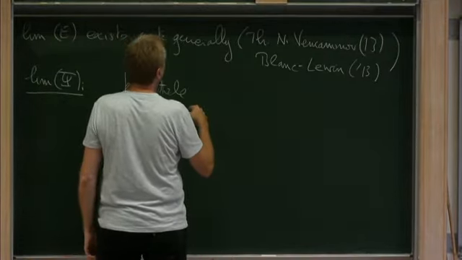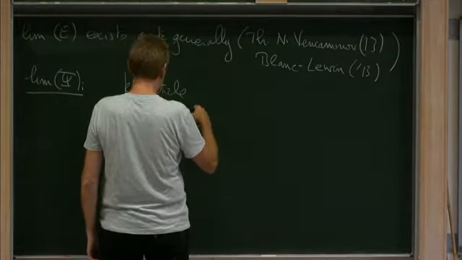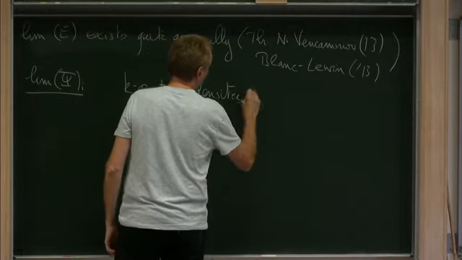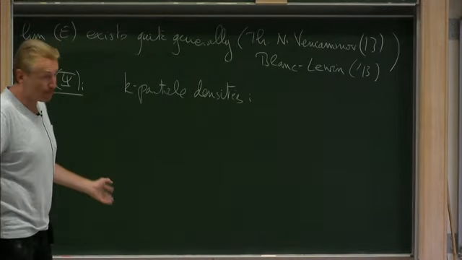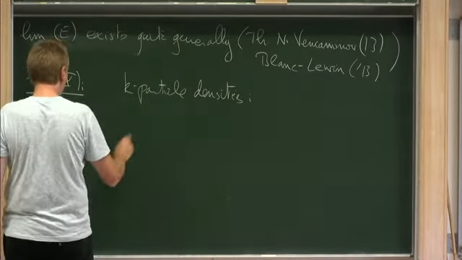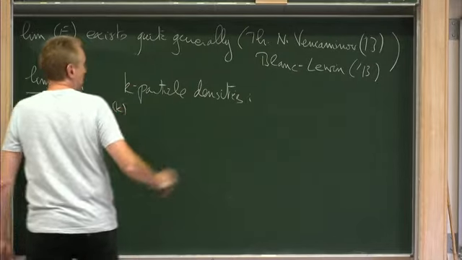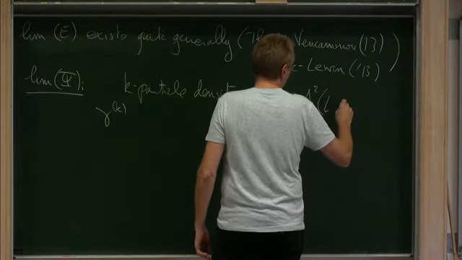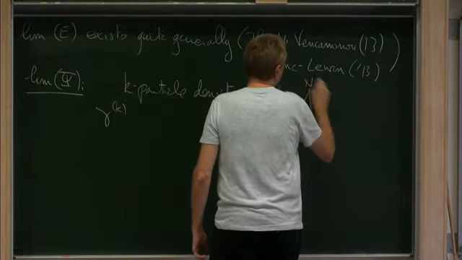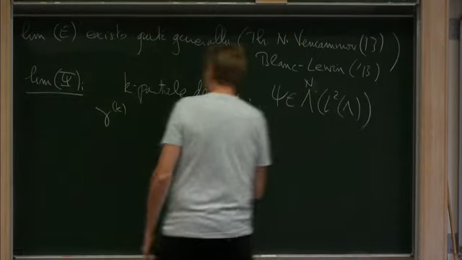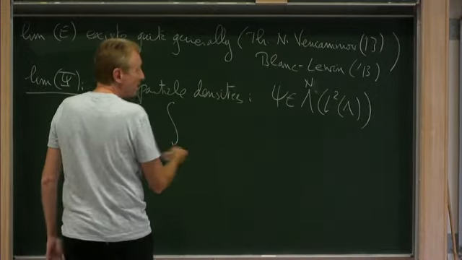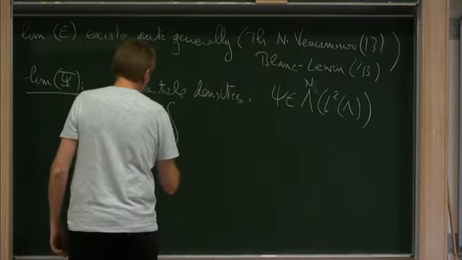K-particle densities, and what is this? Well, it's just the following. Call it gamma k of a state psi. So take any psi in L2, lambda n L2 lambda, and take gamma k of psi to be, well, you just integrate. So there is a normalization constant.